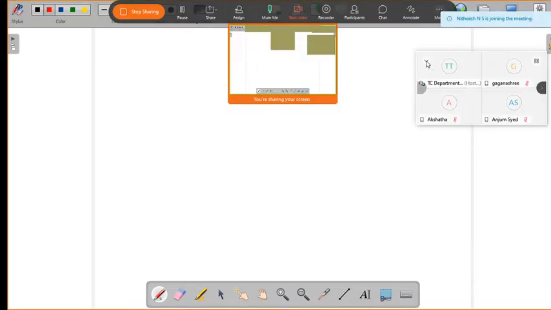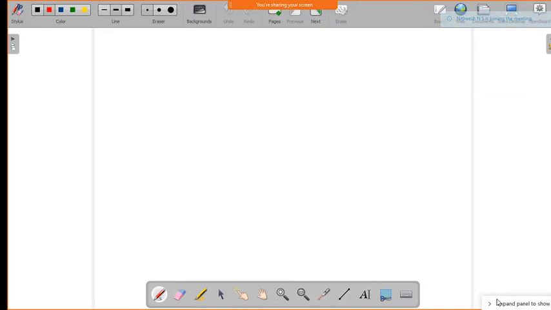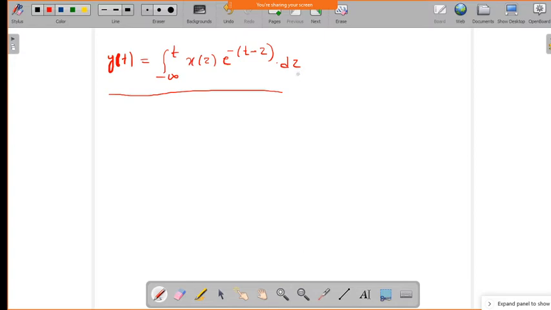Okay, so take this problem. Now the input output relation which is given by a continuous LTI system is represented by the input output relationship y of t, which is equal to the integral from minus infinity to t of x of tau into e power minus of t minus tau into d tau. So this is the input output relation given by a continuous time LTI system.